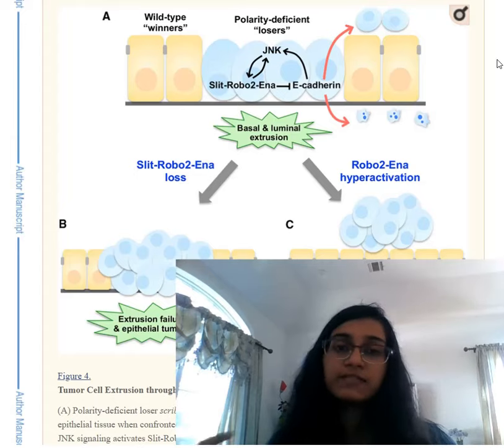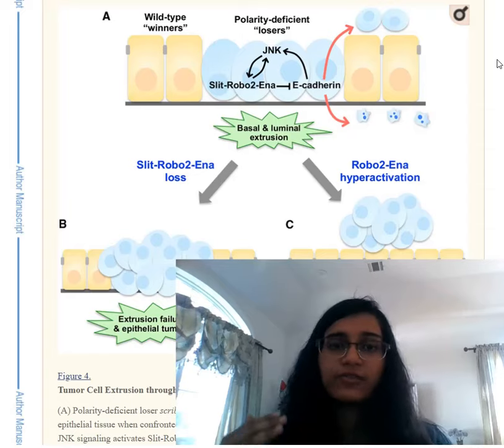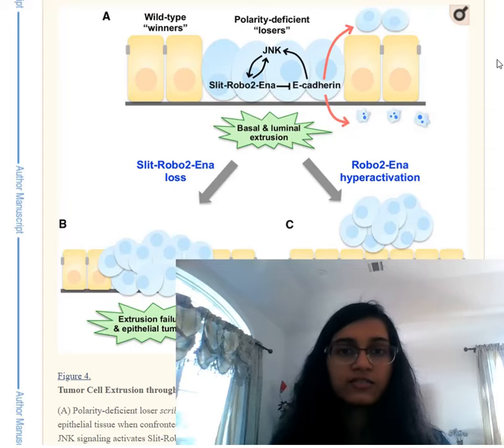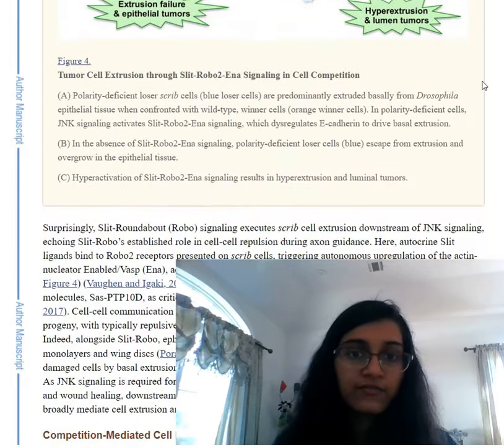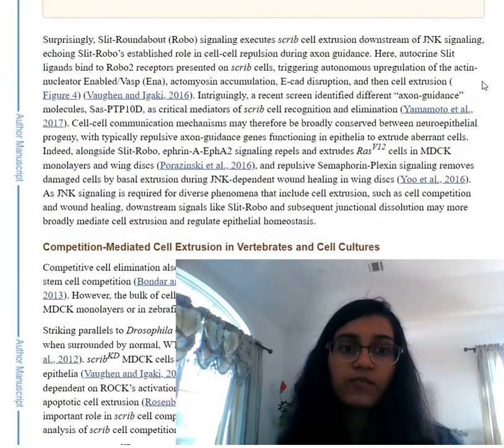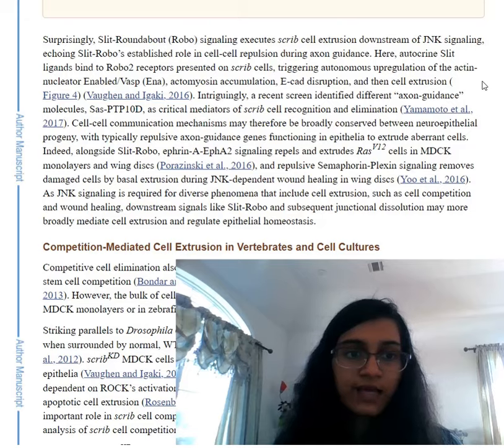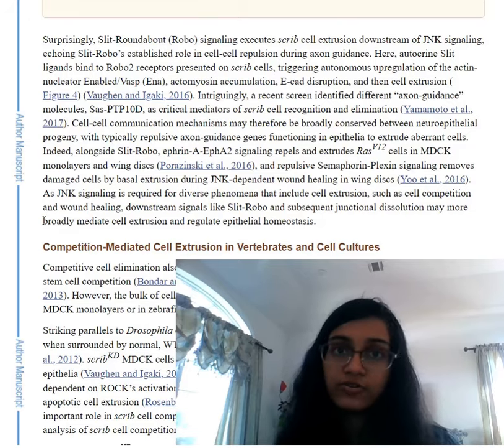And this basically, as they're saying, just adds another layer of regulation to it. So it gives you more control over the regulation of epithelial homeostasis, and helps to more, as they say here, more broadly mediate cell extrusion.